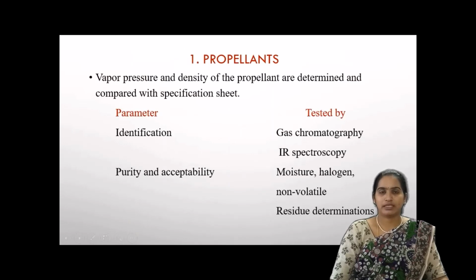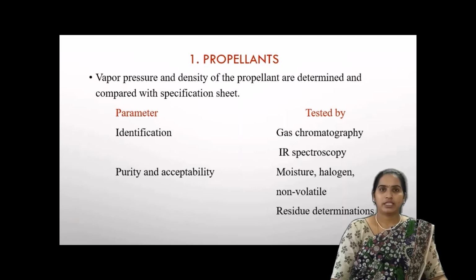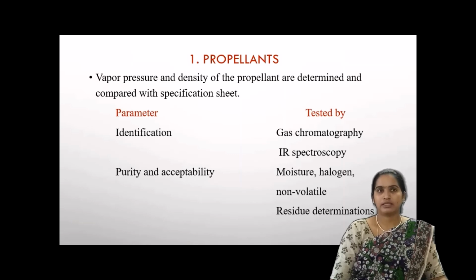First one, testing of propellants. For testing of propellants, vapor pressure and density of the propellant are determined and compared with the standard specifications. The parameters of propellant that are determined during the quality control of aerosol: first, identification test. Identification of propellant can be determined by gas chromatography and infrared spectroscopy, and purity and acceptability can be determined by presence of moisture, halogen and non-volatile components in the propellants.